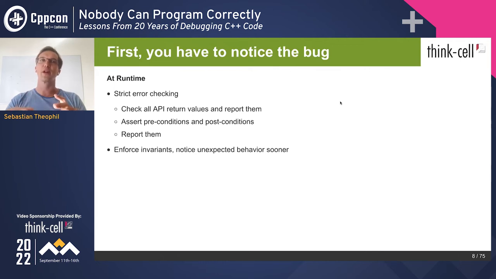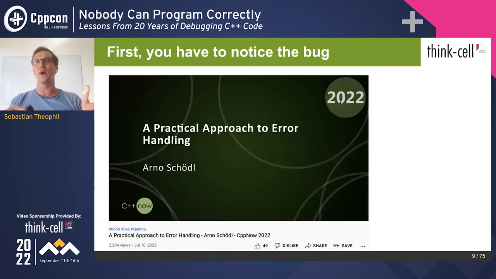So what we try to do is enforce invariants in a lot of places. We want to know early when our program leaves a path of defined behavior, the path that we have reasoned about. And when something extraordinary happens, then we want to know. So this was the one-second summary of a talk, A Practical Approach to Error Handling, by our CTO Arno that he's given at a lot of conferences. If you're curious about how we do error handling, then I recommend that talk.